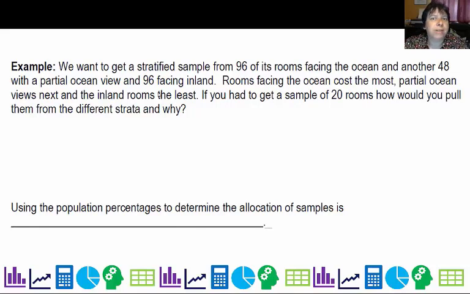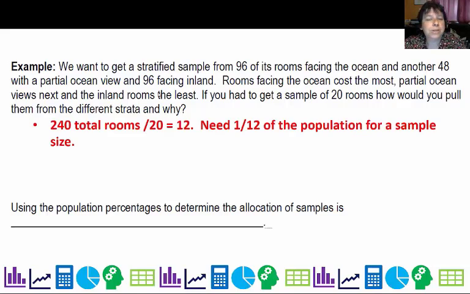Well, you could say, let me roughly divide by a third. I would get, say, 7 with the ocean view, 7 with the inland view, and 6 with the partial view. Well, that might be okay, but I don't have an equal number of rooms of each type. They're actually different proportions. So one thing I could do is look at the percentage of the population that I want to sample. All right, so 240 total rooms, I want 20.